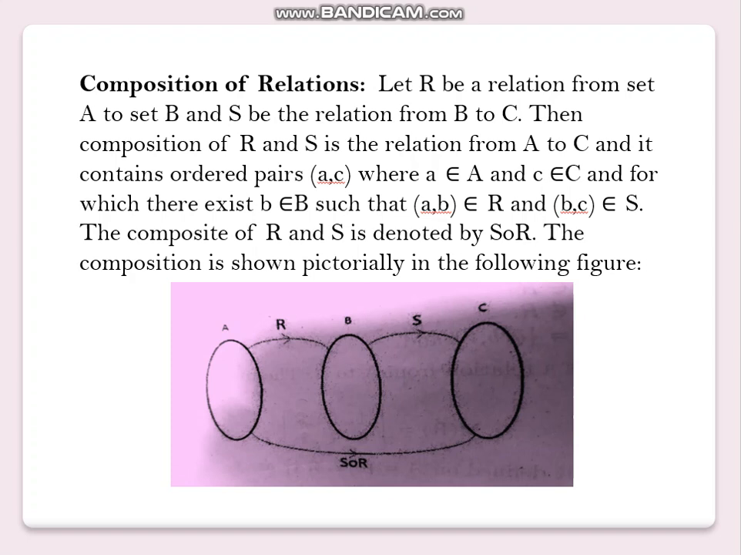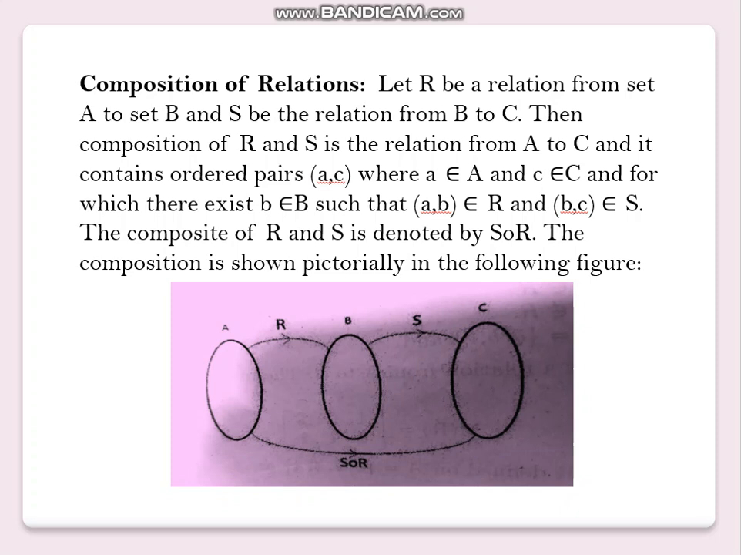Now let's move to the composition of relation. Composition of relation means if R is a relation from set A to set B and S is another relation from set B to set C, then the composition of R and S is a relation from A to C and it contains ordered pairs (a, c), where a belongs to A and c belongs to C, for which there exists a b belongs to B such that (a, b) belongs to set R and (b, c) belongs to set S. It is denoted by S composed with R. The figure is given below.